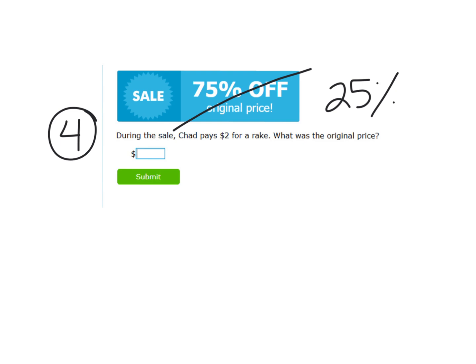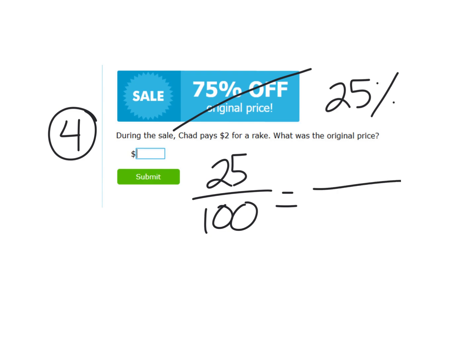This is so much more helpful if you subtract now. You can mentally do that. 100 minus 75 is 25. Now, instead of using 75, use the 25. Again, I'm looking for the original price. The sale price is going to go on the top, so that's the $2. The original price is always going to be on the bottom because that's going to be the bigger number. And of course, the original price is going to be the bigger number because it's on sale.